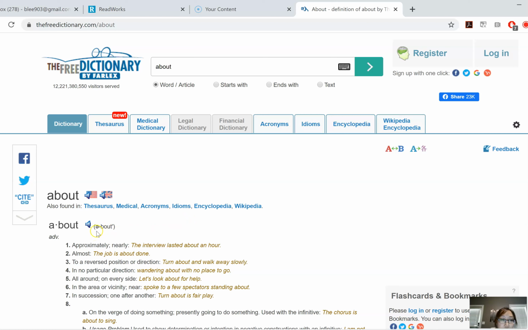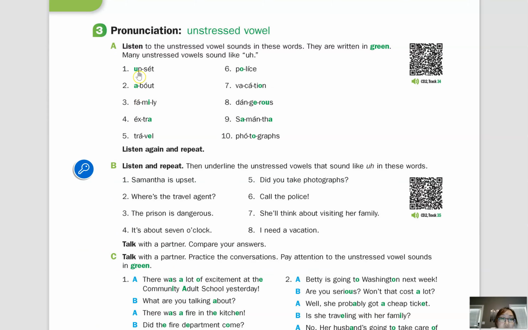And the schwa is pronounced like "uh." So about. We do not say "ay-bout" or "ah-bout." We just say about. Okay? And same thing with upset, except the stress is on the second syllable. If you look at the line here, that is the stressed syllable. Upset, about.